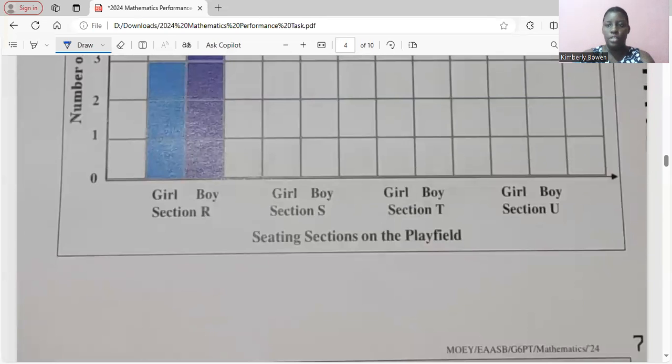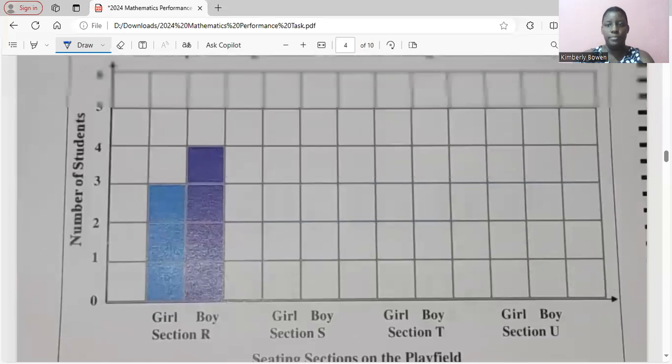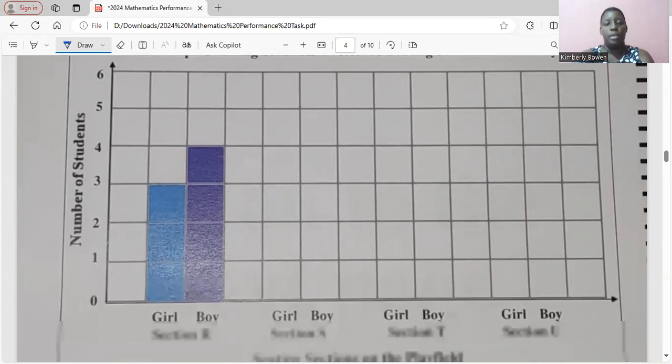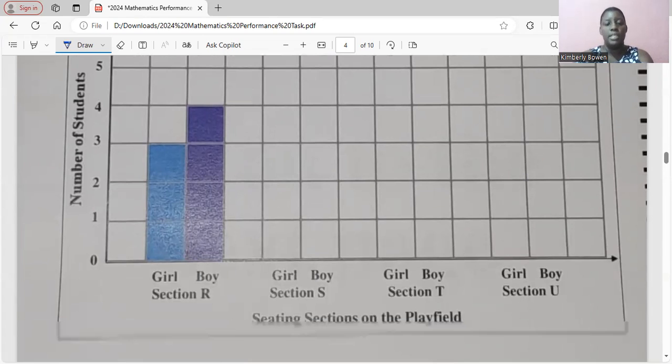All right, so let's move on to 2B. Says use the information from table 3 to help you to complete the bar graph below. It said the section R has already been completed for you. And the title of the bar graph is bar graph showing students' preferred seating section on play field. Number of students, and there are 3 boys, 4 girls for R.